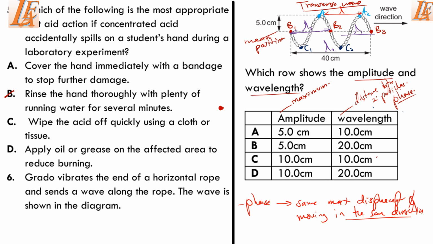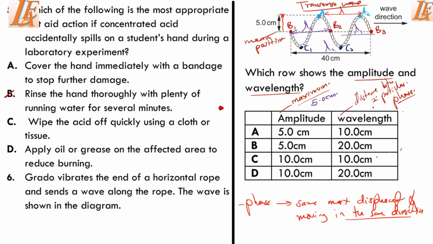Let's look at the first question, which row shows the amplitude and the wavelength. Amplitude, we said, is the maximum displacement of particles from the mean position. If this is the mean position, then this distance from the mean position to the maximum displacement up here is what we call the amplitude, and the amplitude of this wave is 5.0 centimeter.